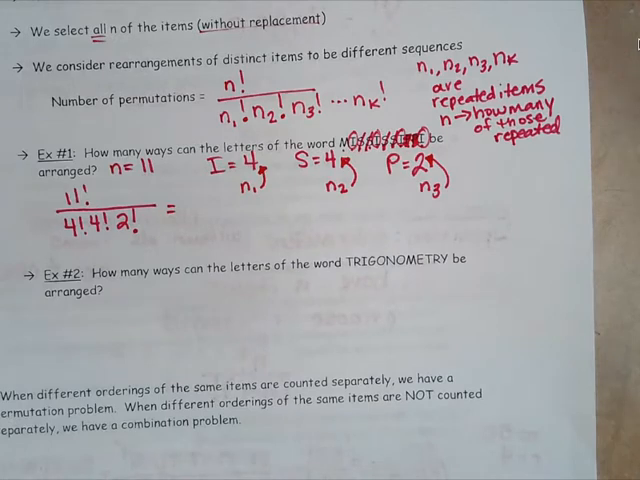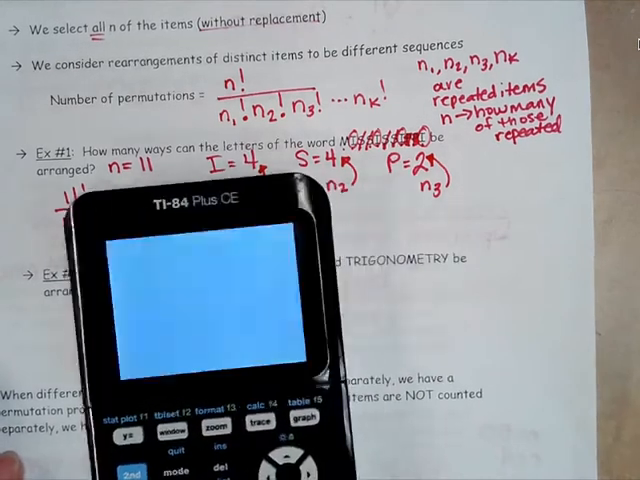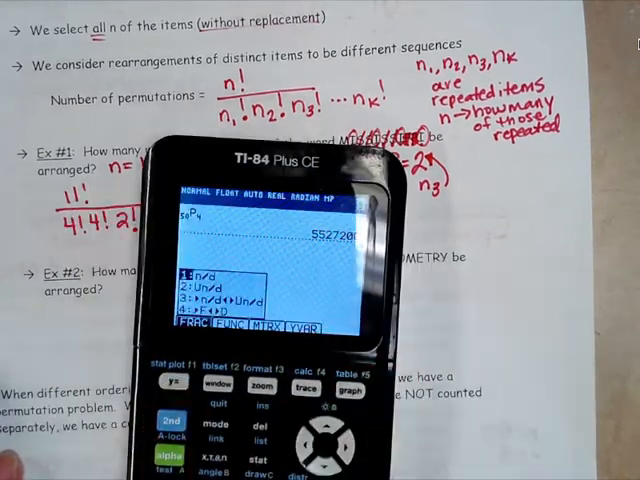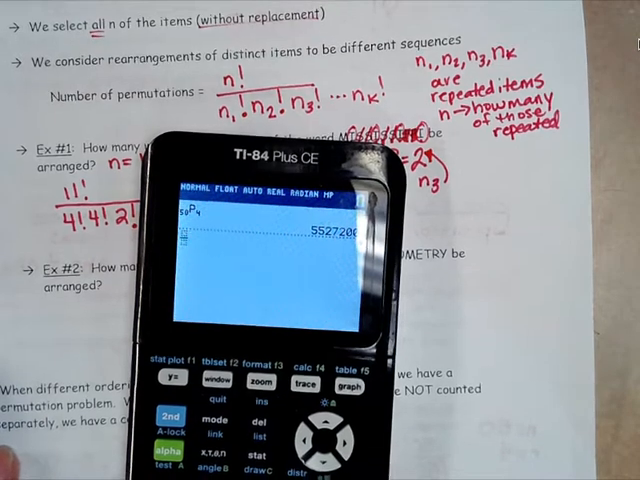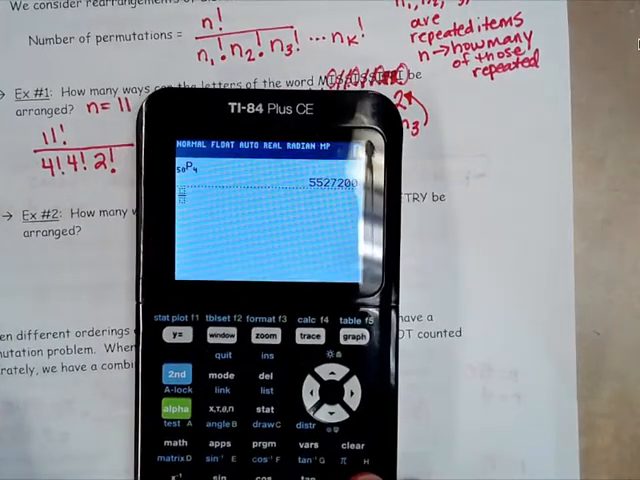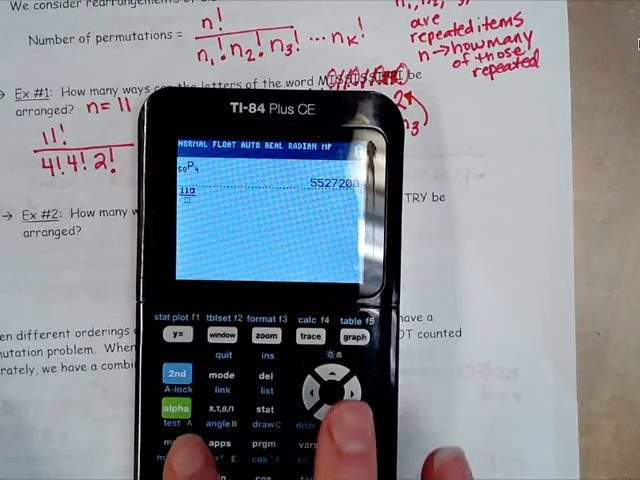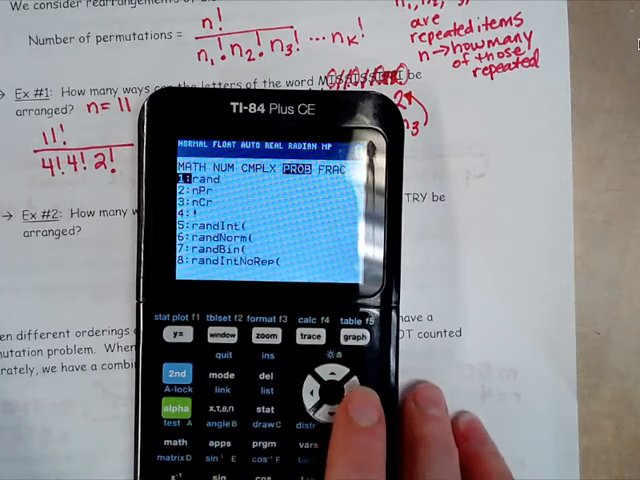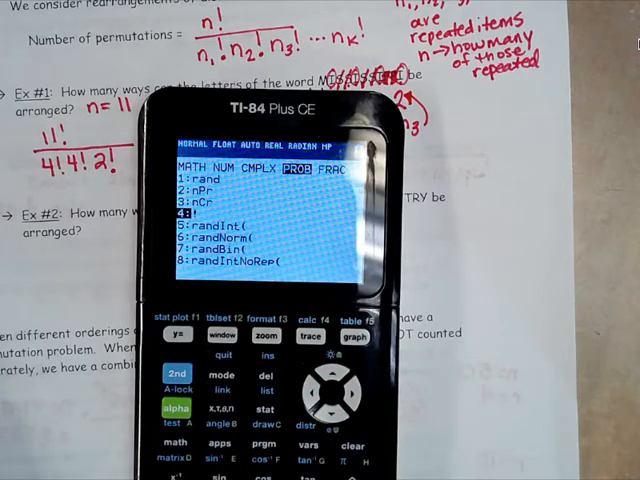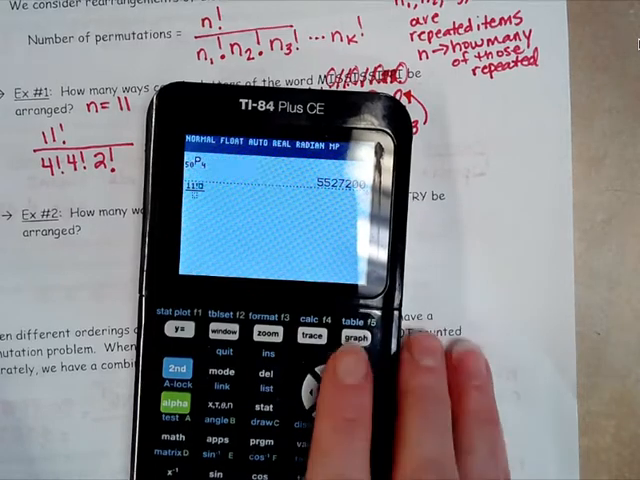Previously we learned how to simplify and then put it in the calculator. Well, there's so much going on in this that I would just say put it in the calculator as a fraction. So remember, factorials under math, over to probability, down to factorial.